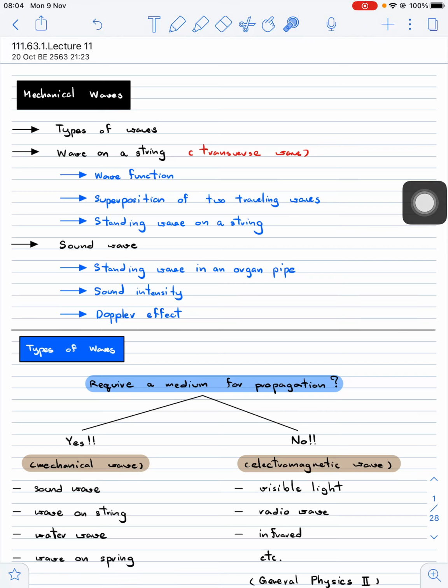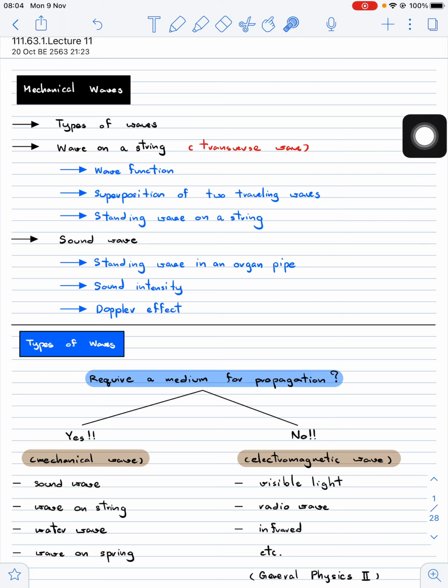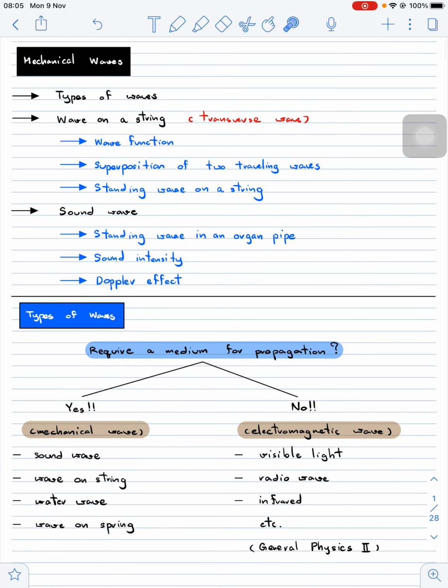In this section, we just want to talk about the sound wave, which is an example of a longitudinal wave. We want to learn about the properties of the sound wave first, and then we talk about the standing wave in an organ pipe. Later on, we talk about the sound intensity and the Doppler effect, related to the change in the frequency of the wave.